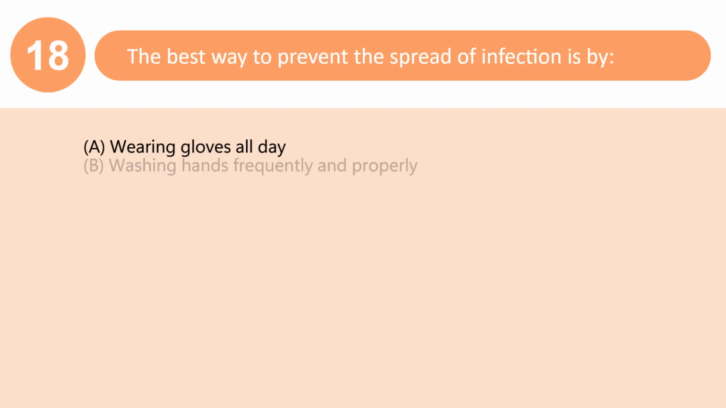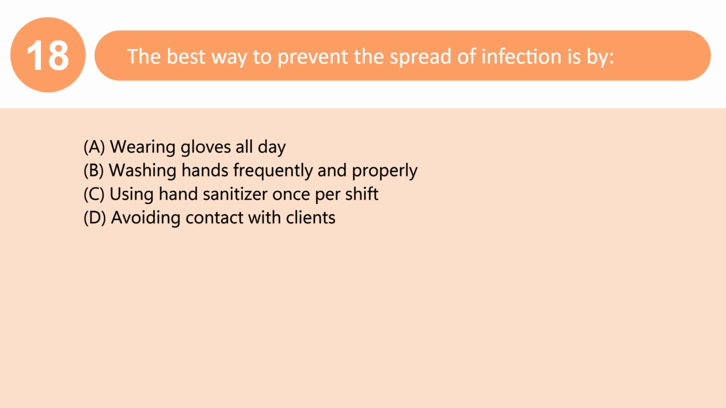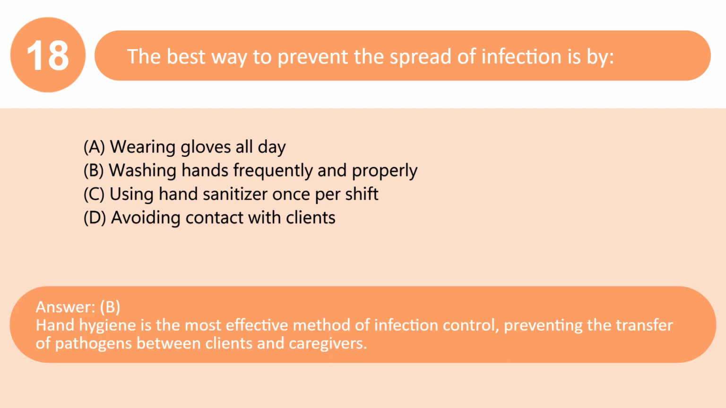The best way to prevent the spread of infection is by: A. Wearing gloves all day. B. Washing hands frequently and properly. C. Using hand sanitizer once per shift. D. Avoiding contact with clients. Answer: B. Hand hygiene is the most effective method of infection control, preventing the transfer of pathogens between clients and caregivers.